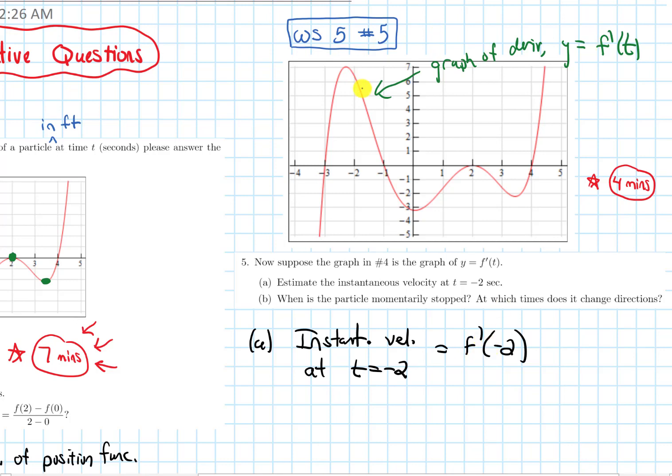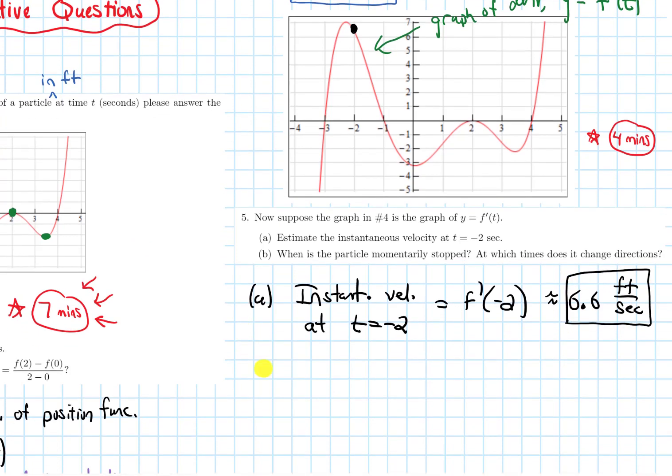So I need to know, what is the output of this derivative when I'm plugging in -2? I'm just going to look to the graph where the t value is -2, and that's here. And I'm just looking for the y coordinate. That's the output of the derivative. That's something between 6 and 7, a little bit closer to 7. So maybe I'll say this is about 6.6. And units of velocity in this question were feet per second, following the units from problem 4. Okay, so there we go.